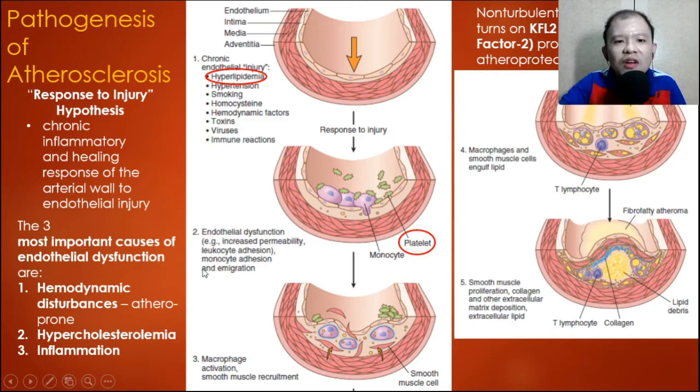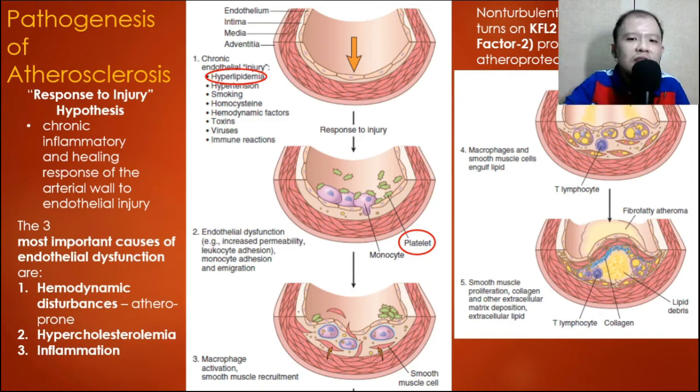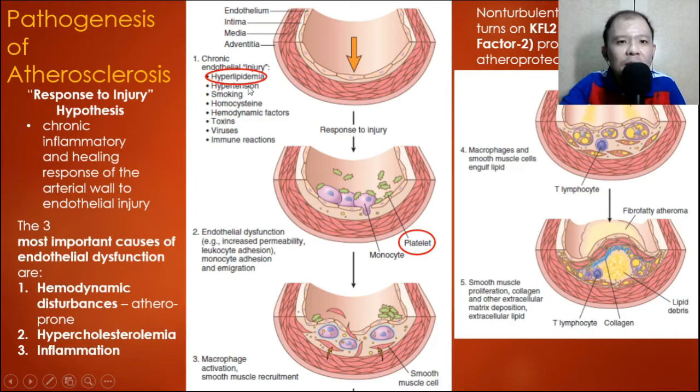Because you have increased vascular permeability, this is like injury in the tissue. So wherever there is an injury, these white blood cells go into the site. And also take note, you also have lipoproteins. Remember, hyperlipidemia gets into the blood vessel, into the endothelium. So the macrophages get activated. You also have smooth muscle recruitment.